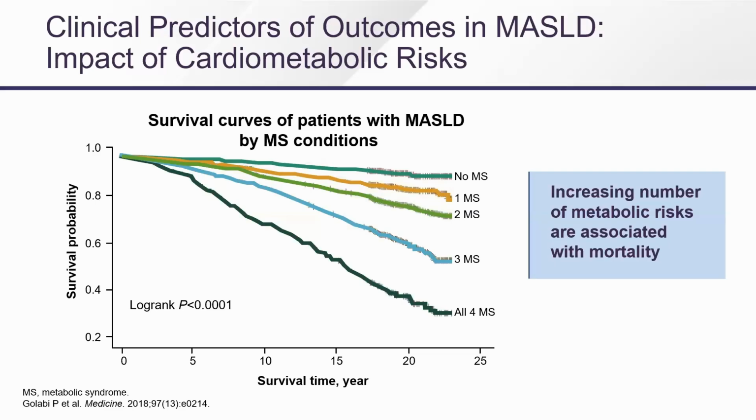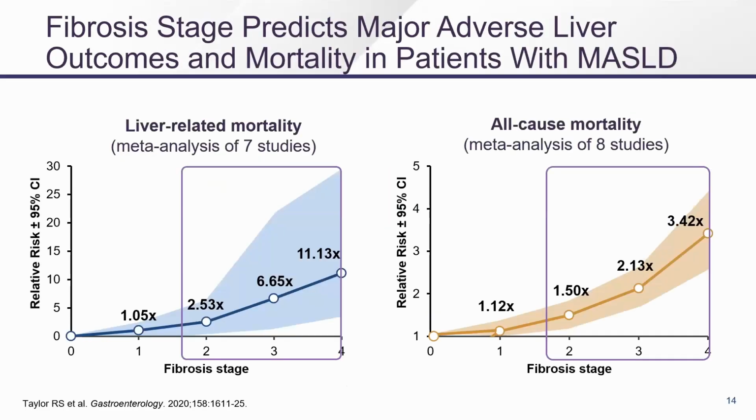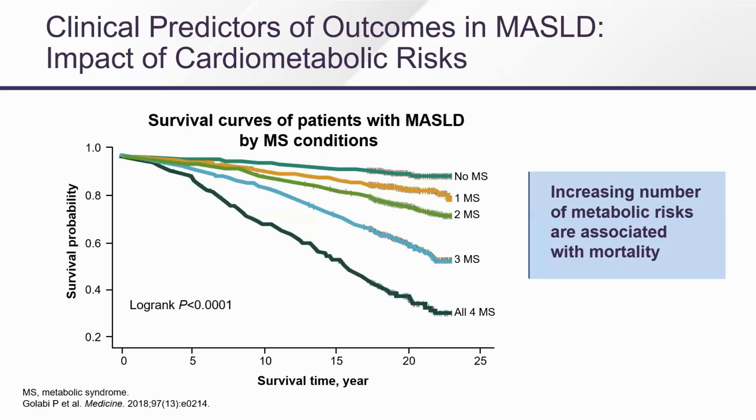So if you have no metabolic risk factors, you're actually doing pretty good. I think your mortality is not significantly affected. However, if you even have one cardiometabolic risk factor, the mortality is increasing significantly. And if you have all 4 cardiometabolic risk factors, you can see that the mortality curve is significantly impacted. So again, paying attention to the presence of cardiometabolic risk factors is very, very important.